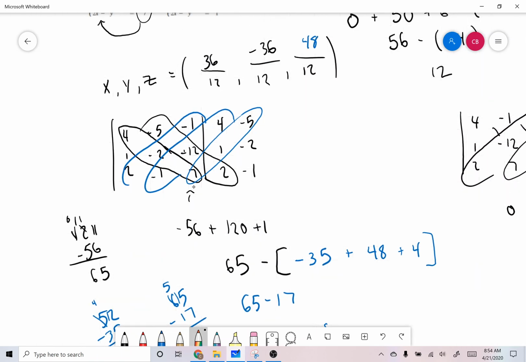And for the grand finale, I'll do the rainbow color thing. We've got 36 divided by 12, that's 3. Negative 36 divided by 12, that's negative 3. And 48 divided by 12, that is 4. So your solution to this system is this.